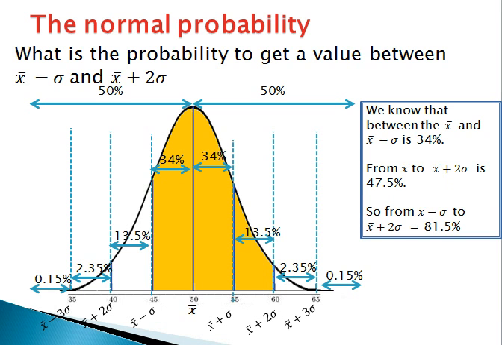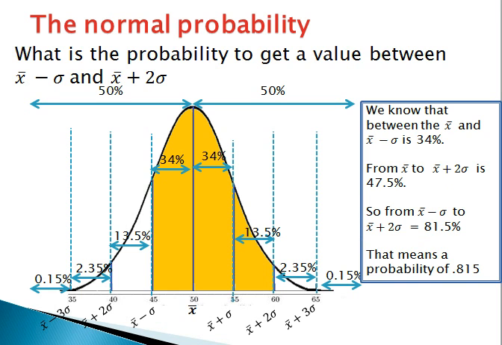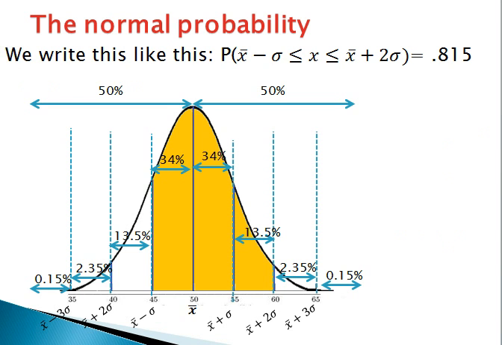But again, we're looking at probability, so we have to convert it back to probability, which makes it 0.815. Right? And a lot of times we just leave that 0 away. Okay, so we write this as a probability of x bar minus sigma smaller than or equal to x, and that smaller than or equal to x bar plus 2 sigma. Right, so it's exactly there in between, is equal to 0.815. And again, you can leave the 0 off, .815.